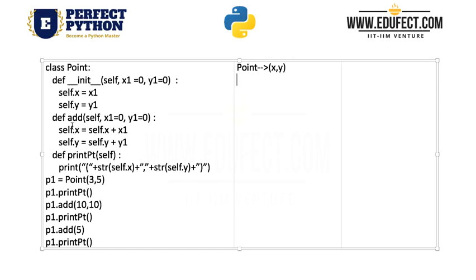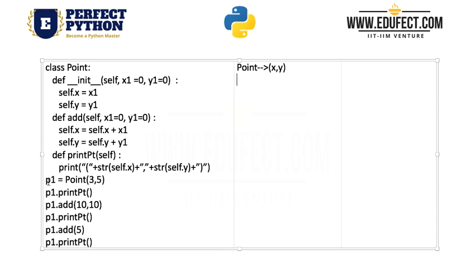Then we have declared a method named add, which again takes two parameters x1 and y1 which have been given the default value 0, and it's saying self.x is equal to self.x plus x1 and self.y is self.y plus y1. So it is adding those parameters in. And then we have another method print point which is printing the details of the point. So in this class we had the constructor and we have defined two more methods, add and print point. Let's see how we will use it.